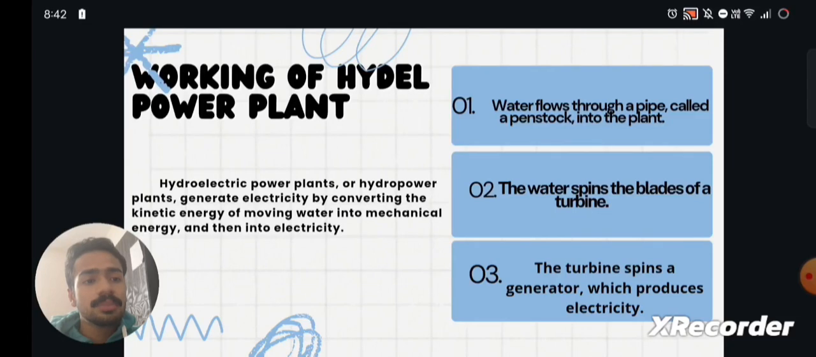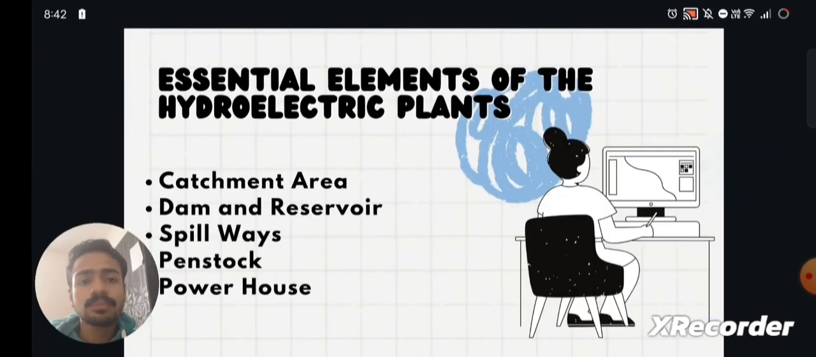Second, the water spins the blades of a turbine. The turbine spins a generator, which produces electricity at last. Some essential elements of hydroelectric plants: catchment area, dam and reservoir, spillways, penstock and powerhouse. We are going to discuss these things in the next slides.